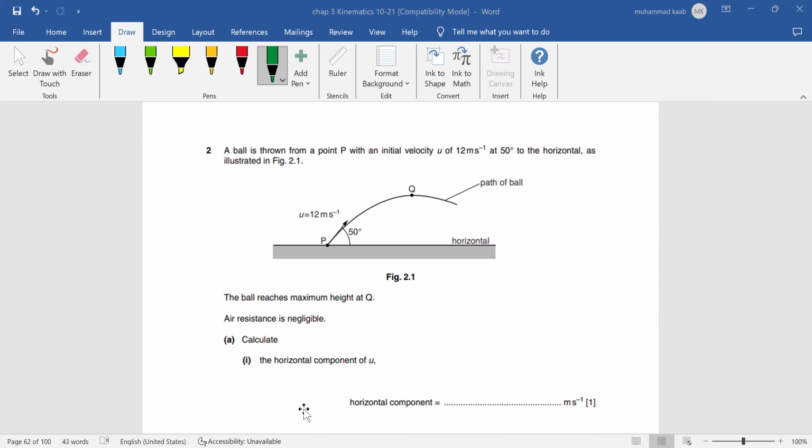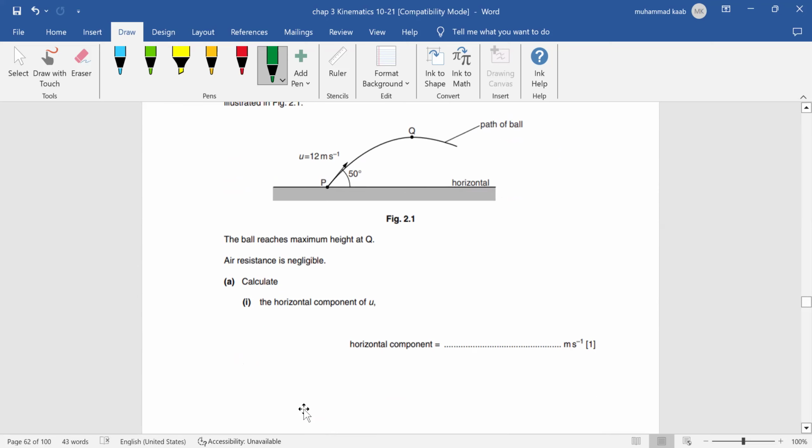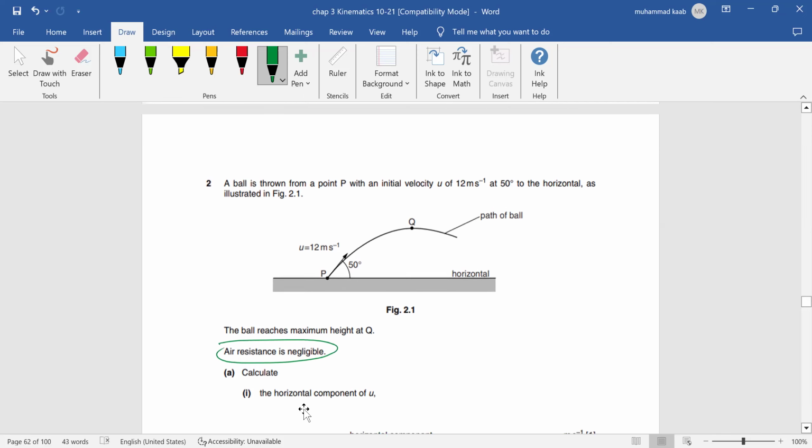A ball is thrown from point P with an initial velocity u of 12 meters per second at 50 degrees to the horizontal, as illustrated in figure 2.1. The ball reaches maximum height at Q. The air resistance is negligible. Calculate the horizontal component of u. So what will be the horizontal component?